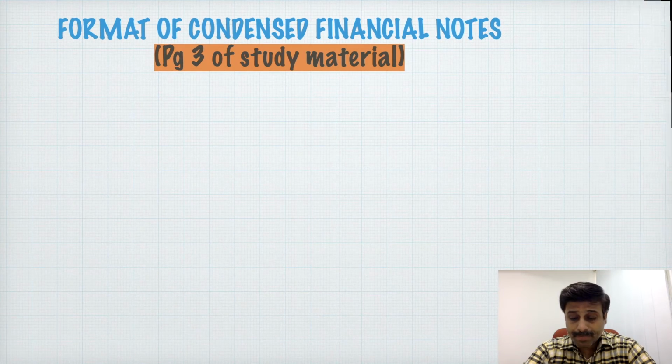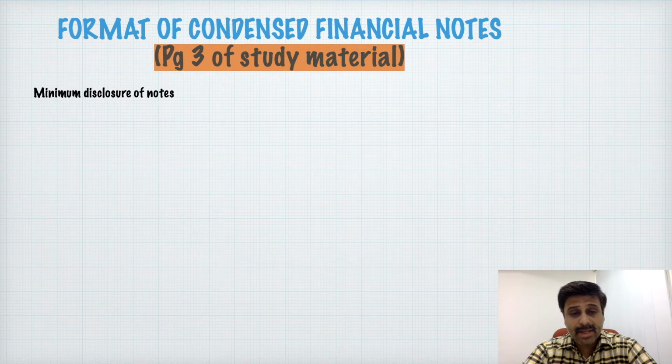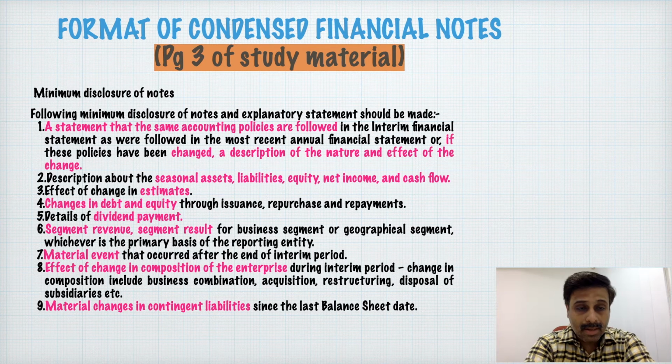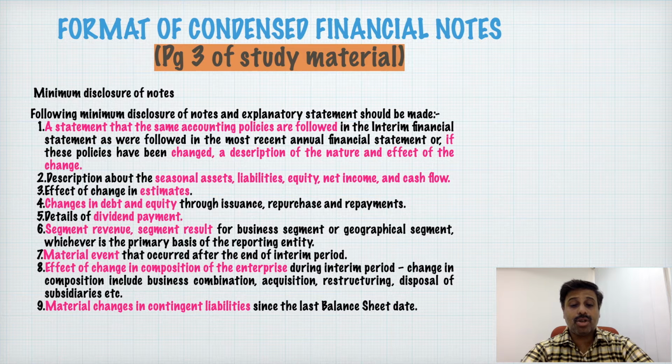Going further, same page 3 of study material, minimum disclosure of notes. What are the minimum disclosures of notes to be made? We will understand them first, then I'll give you a shortcut also to remember these disclosures. So be attentive everyone. Following minimum disclosure of notes and explanatory statements should be made.